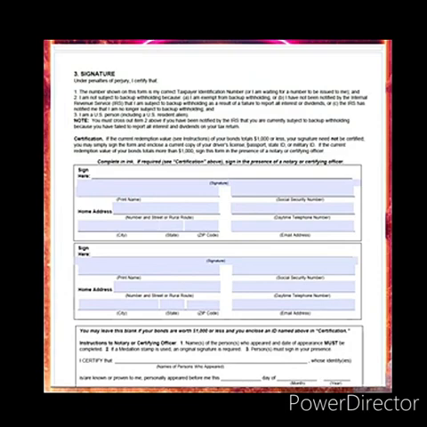If the current redemption value of your bonds totals $1,000 or less, your signature need not be certified. You may simply sign the form and enclose a current copy of your driver's license, passport, state ID, or military ID. If the current redemption value of your bonds totals more than $1,000, sign this form in the presence of a notary or certifying officer.